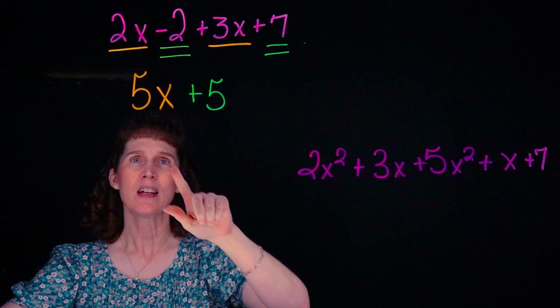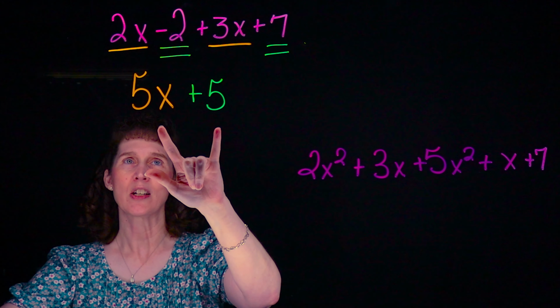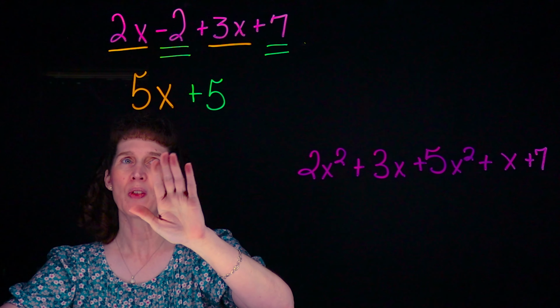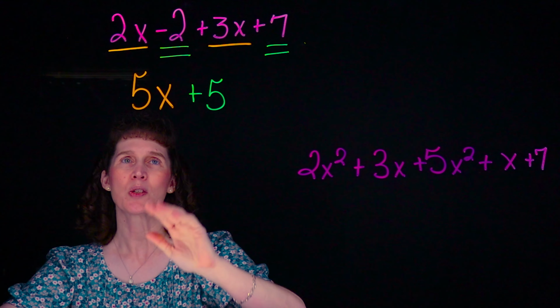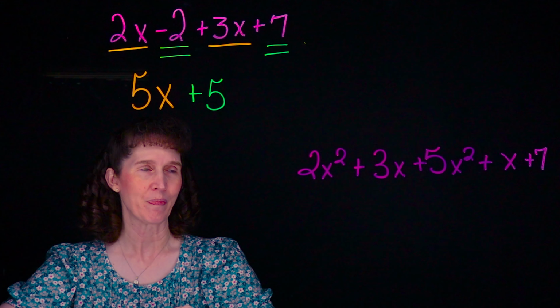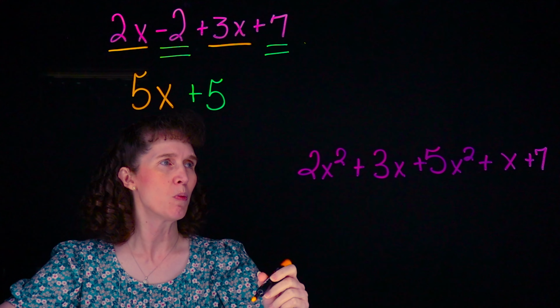And we look at this again, these are not like terms. One has an x, one does not, so they cannot combine. So our answer is 5x plus 5. So let's look down at this one. It's a little more complicated.